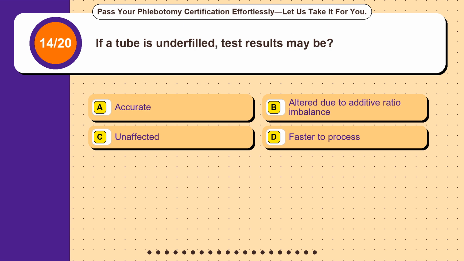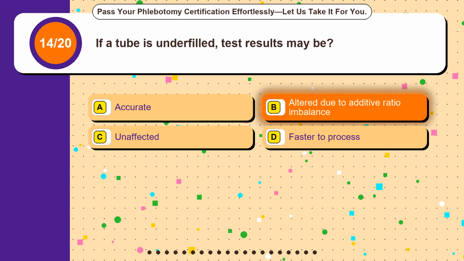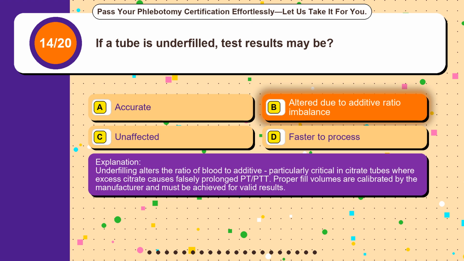Question 14. If the tube is underfilled, test results may be: Option A, accurate. Option B, altered due to additive ratio imbalance. Option C, unaffected. Option D, faster to process. The correct answer is option B, altered due to additive ratio imbalance. Underfilling alters the ratio of blood to additive, particularly critical in citrate tubes where excess citrate causes falsely prolonged PT/PTT. Proper fill volumes are calibrated by the manufacturer and must be achieved for valid results.